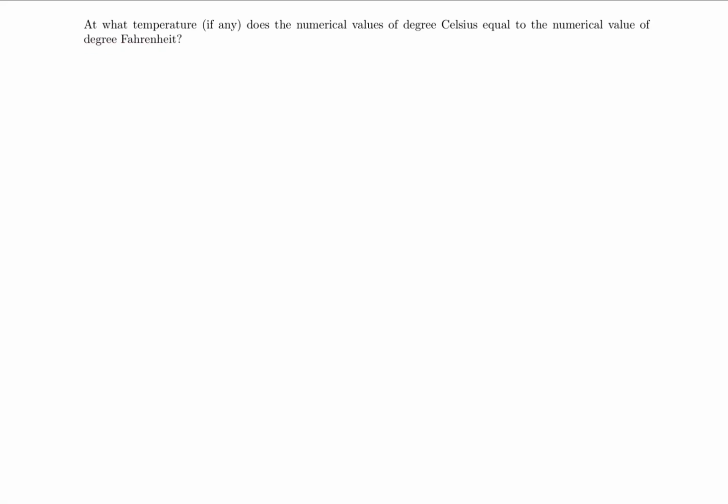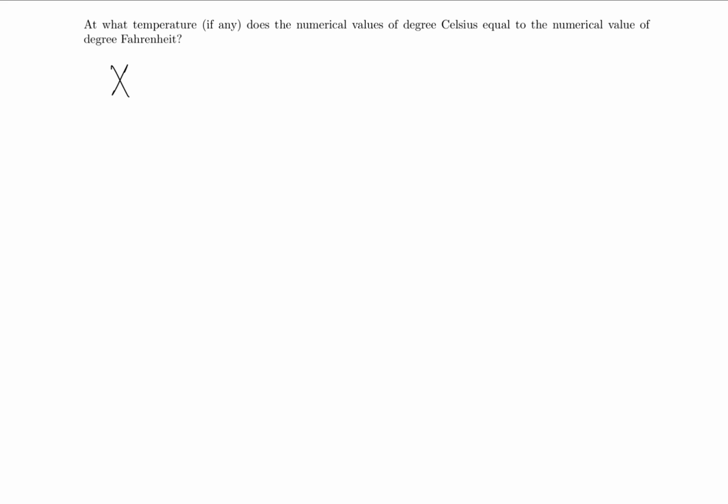So typically, the numerical value of the temperature in degrees Celsius is not the same as the numerical value in degrees Fahrenheit. But if there is such a case, what is that temperature where both the numerical values are the same? Now, because we're looking for the temperature where the numerical values are the same both in degrees Celsius and in degrees Fahrenheit, we could designate it with a letter. So I suggest, as I did in class, we define that letter to be X.